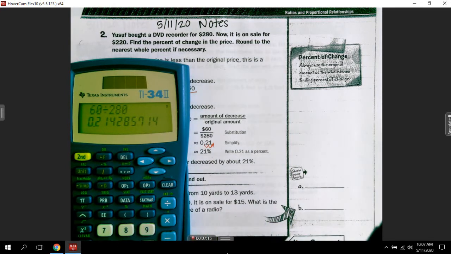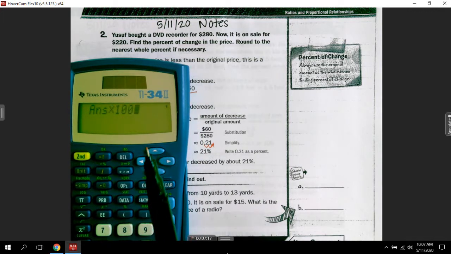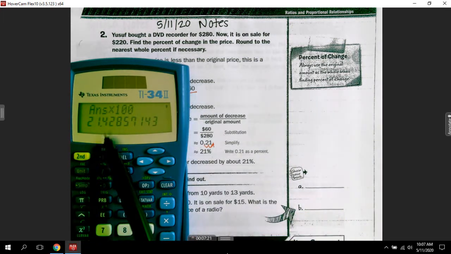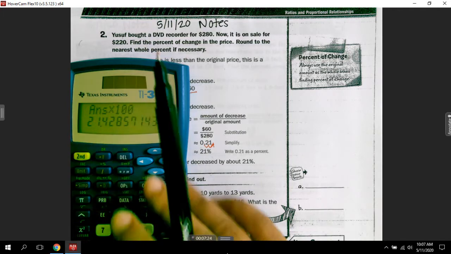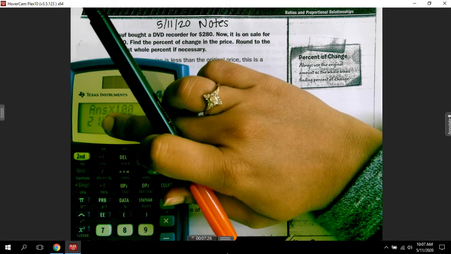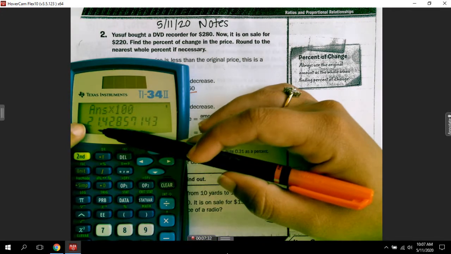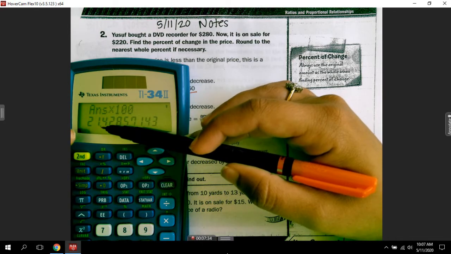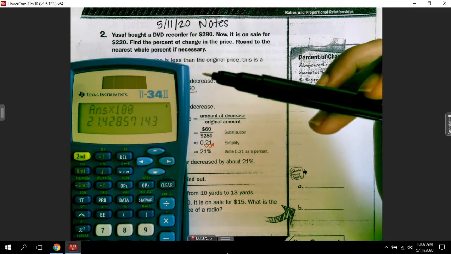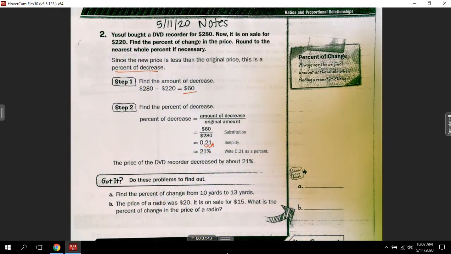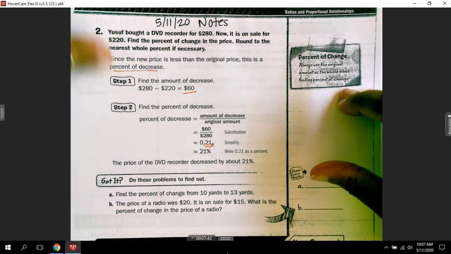Or simply, if you just multiply by 100, you get 21.4. So again, you can look at that, 4 is smaller than 5, so you're just going to drop it off and it becomes 21 because you're rounding to the nearest whole percent. You don't want a decimal. So if it gave me 21.5, I would round that up and it would become 22%. So don't forget how to round. Okay. So a couple examples on our own.